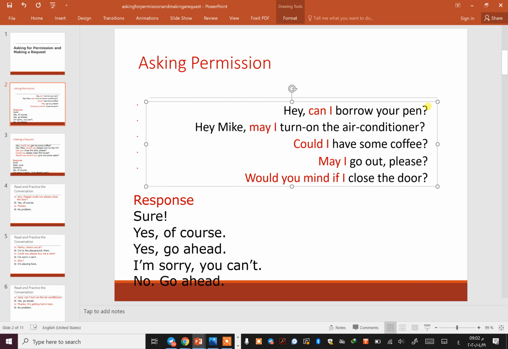So for can I, we use it for an informal setting. يعني شنو informal setting؟ يعني يكون بشكل غير رسمي. From your coworker, قد يكون زميلك بالعمل, from your classmates, زميلك بالدراسة, from your brother, sister, or even your friend. So can I borrow your pen? Can I use your phone? Can I borrow your car? فهذه احنا نستخدمها take permission informal setting بشكل غير رسمي.